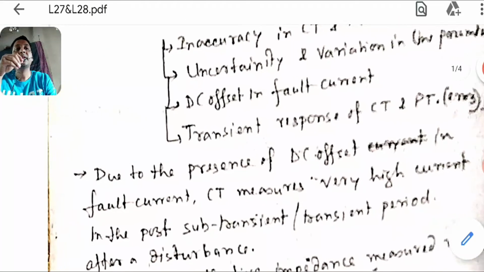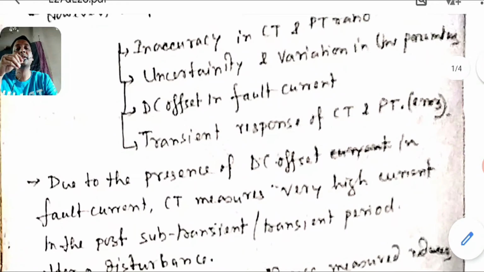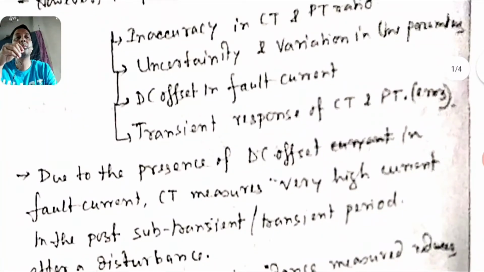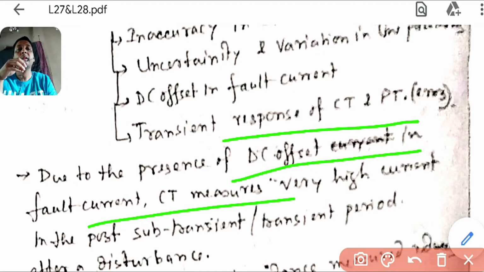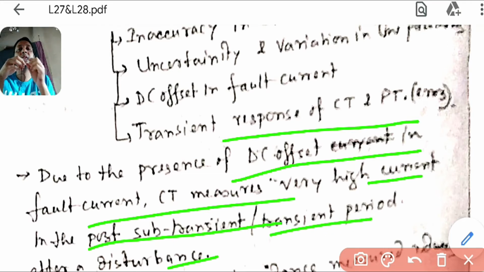The other one is the transient response of the CT/PT, because ultimately it is a transformer, so the initial results will not be so accurate. Due to the presence of this DC offset in the fault current, your CT will measure very high current in the sub-transient and the transient period of the disturbance.